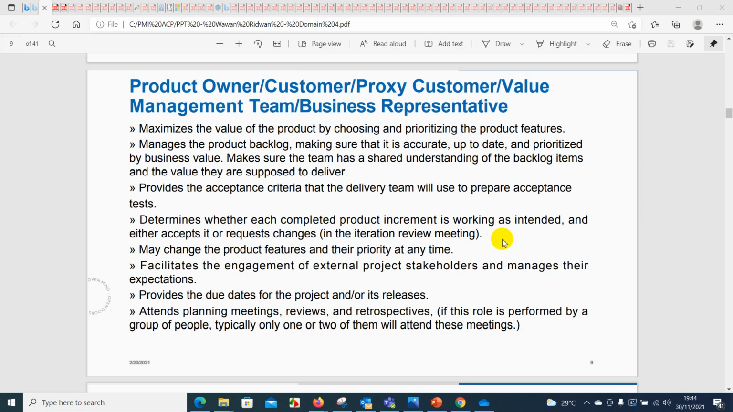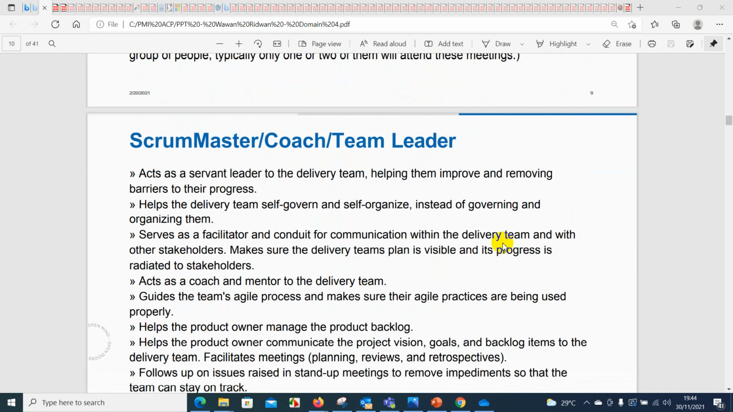Terus may change the product features and their priority at any time. Terus juga facilitate the engagement of external project stakeholders and manage their expectations. Terus provide the due dates for the project and or its release. Terus juga attend planning meeting, reviews, and retrospective. If this role is performed by a group of people, typically only one or two of them will attend this meeting. Okay, Scrum Master, Coach, Team Leader.